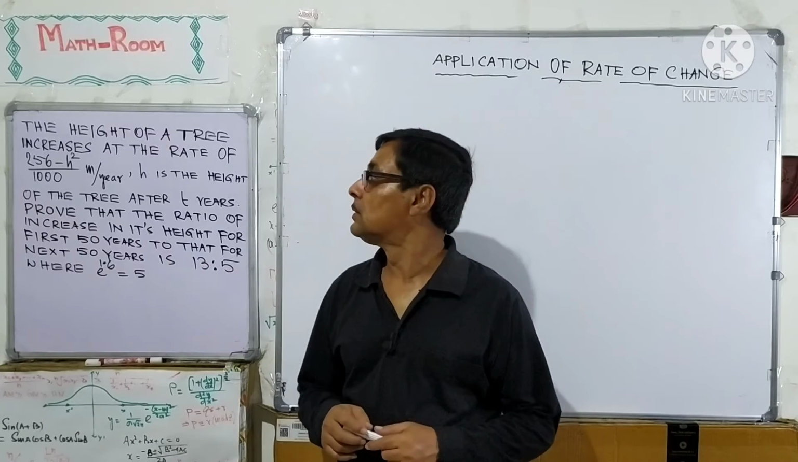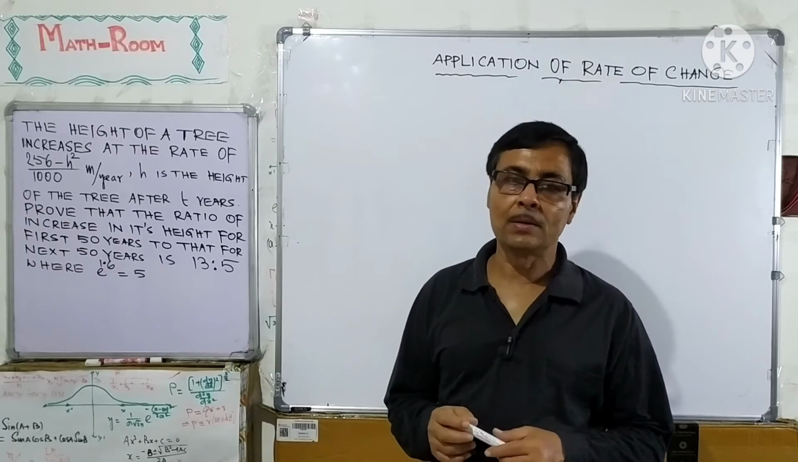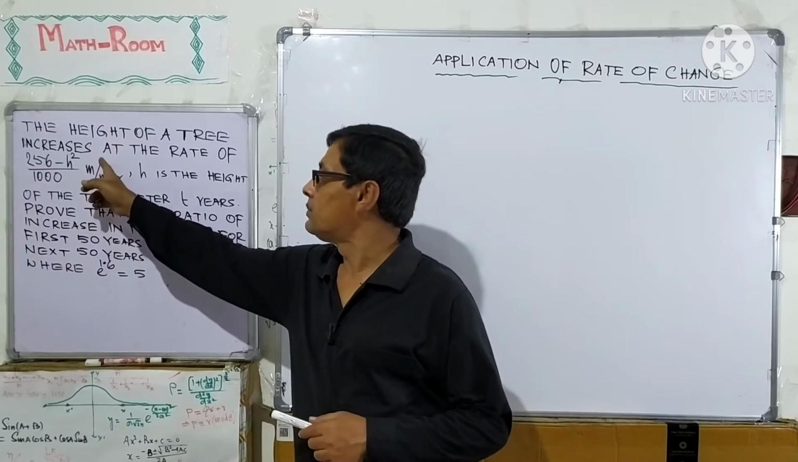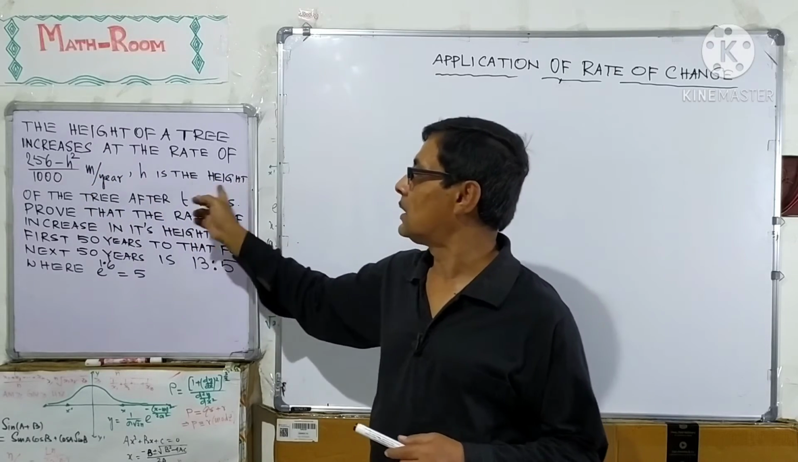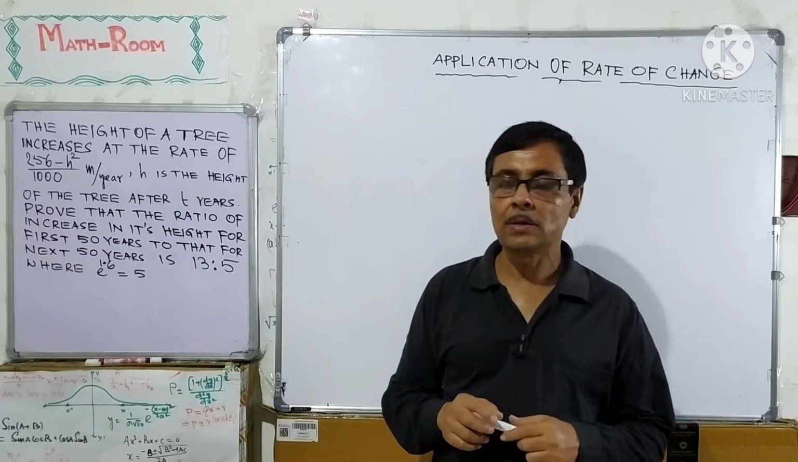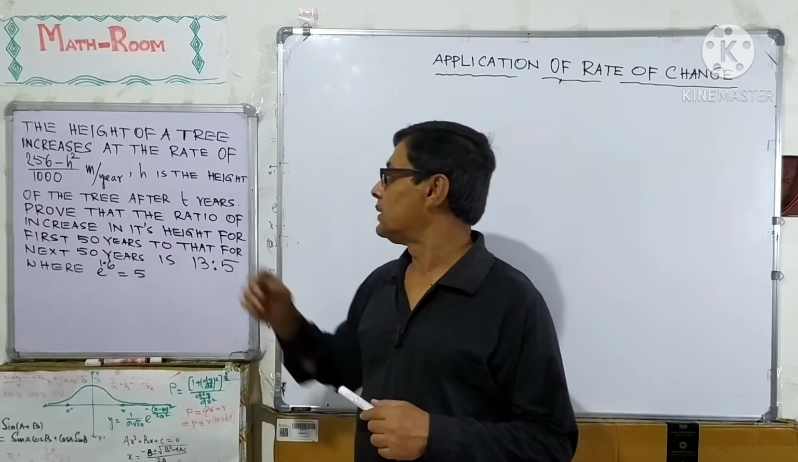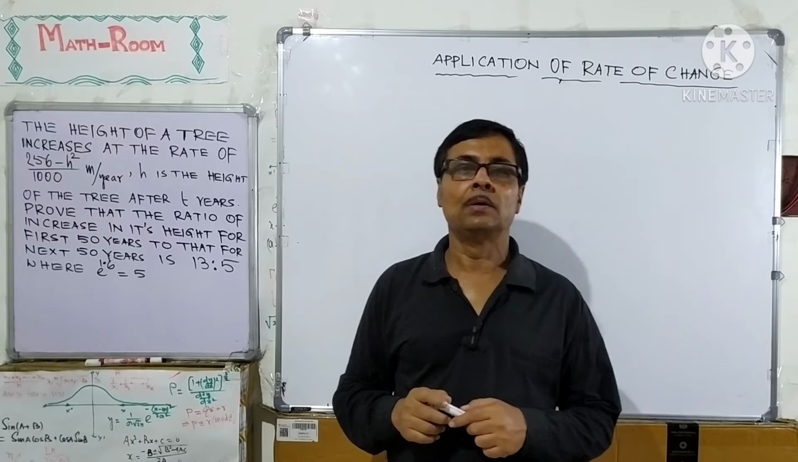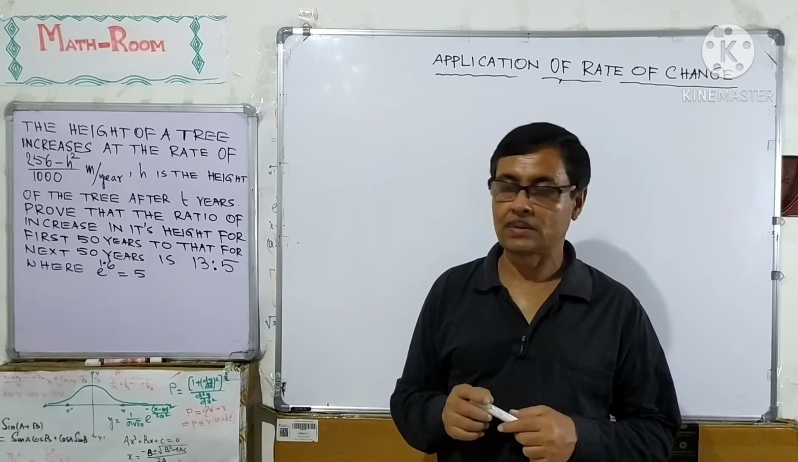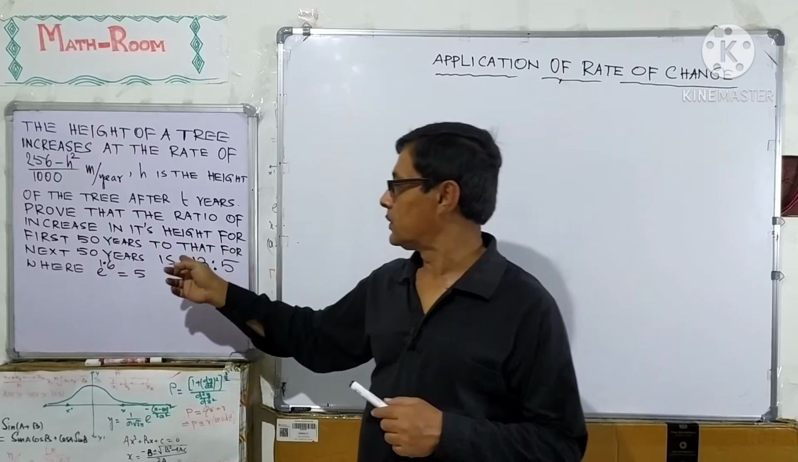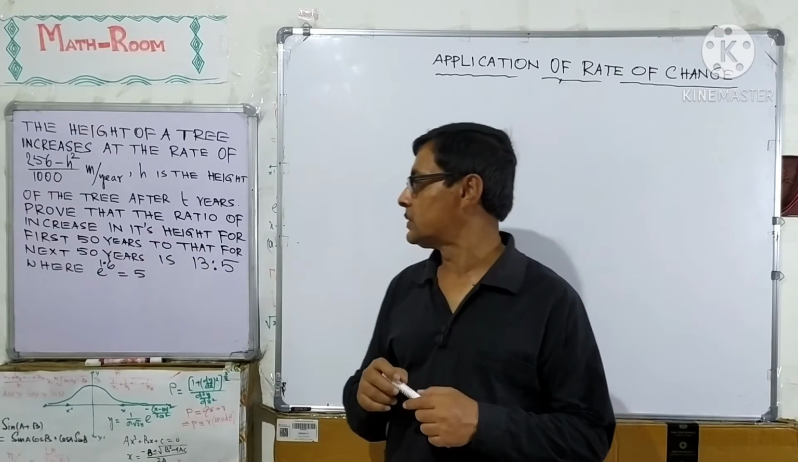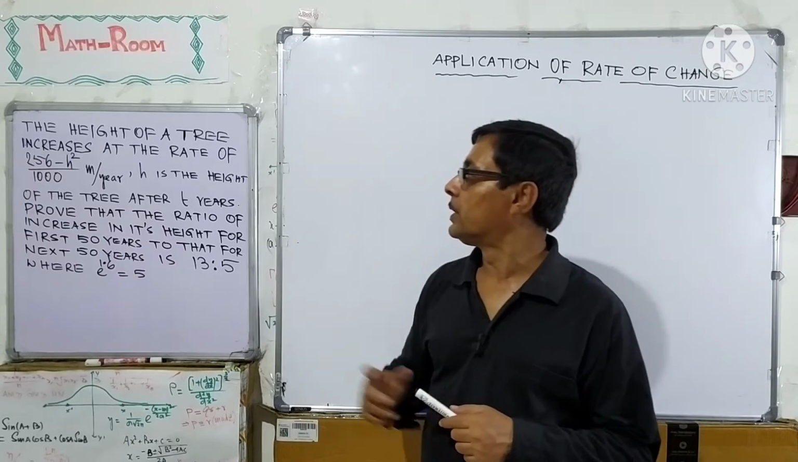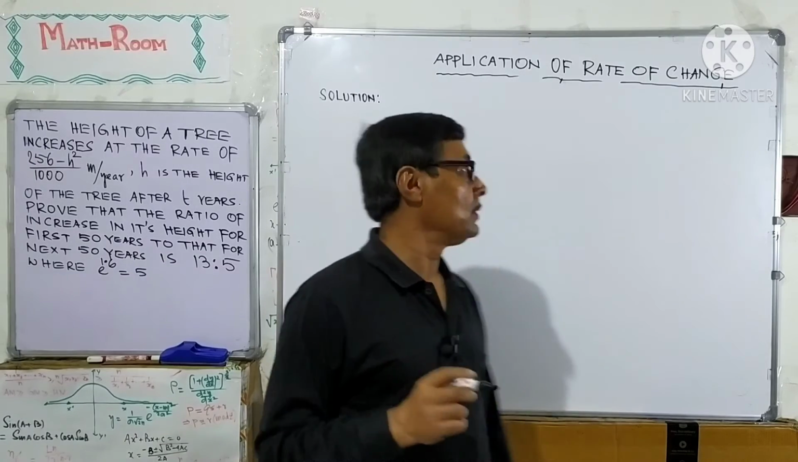The problem is: the height of a tree increases at the rate of (256 minus h squared) over 1000 meter per year, where h is the height of the tree after t years. We have to prove that the ratio of increase in its height for the first 50 years to that for the next 50 years is given. Here it is also given that e to the power 1.6 equals 5. We have to solve this problem. Let us begin.